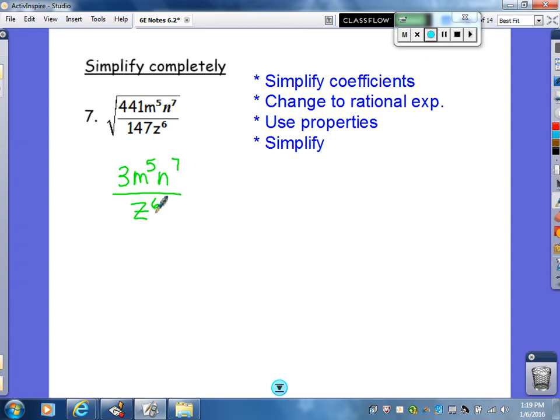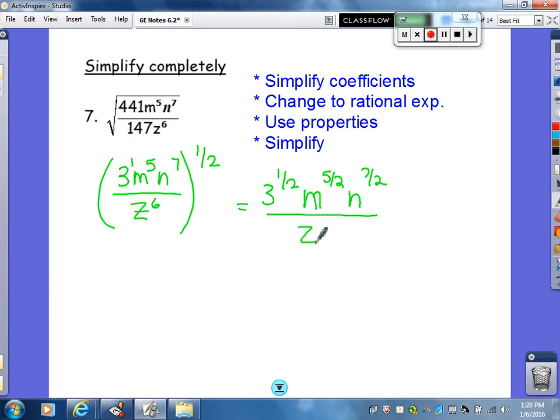All right, at the same time, I'm going to change that square root to a 1/2 power, so I can use my properties. Now, remember there's a 1 with that 3. All right, so let's use our property, power to a power. So I'm going to multiply my exponents. So I have 3 to the 1/2, m to the 5/2, n to the 7/2, all over z to the 6/2.